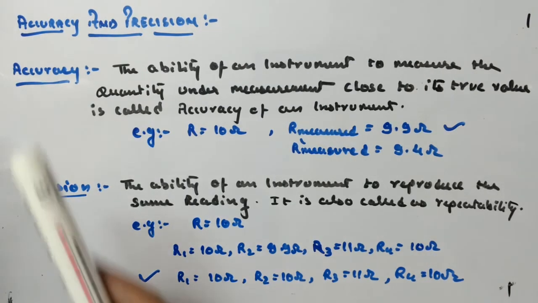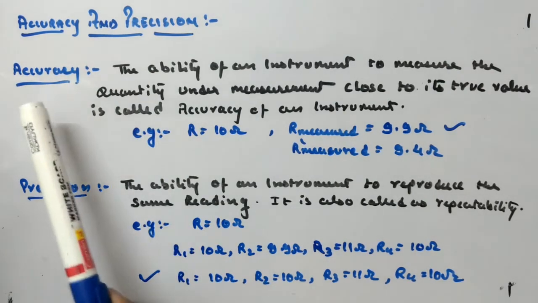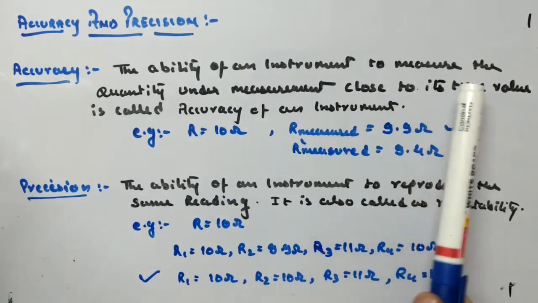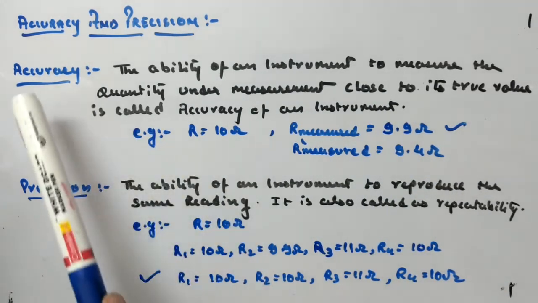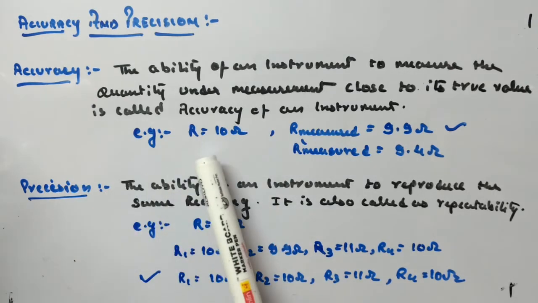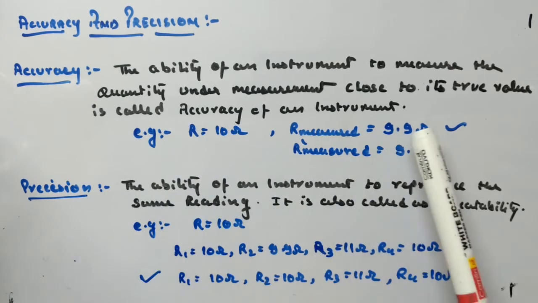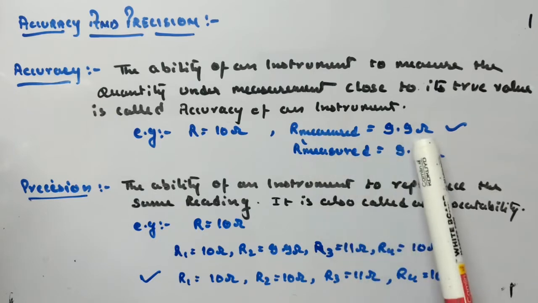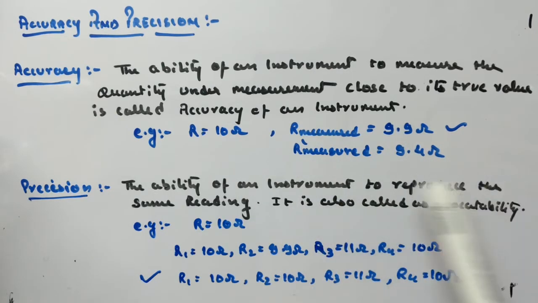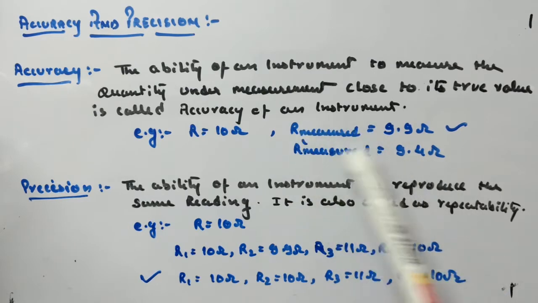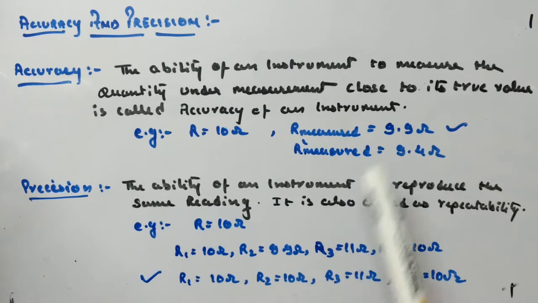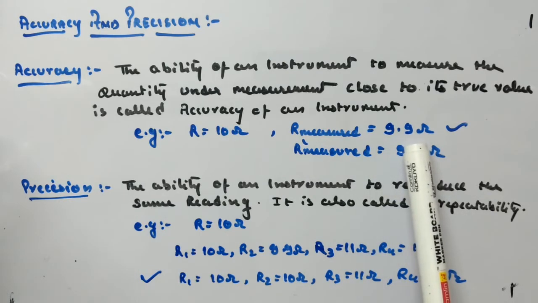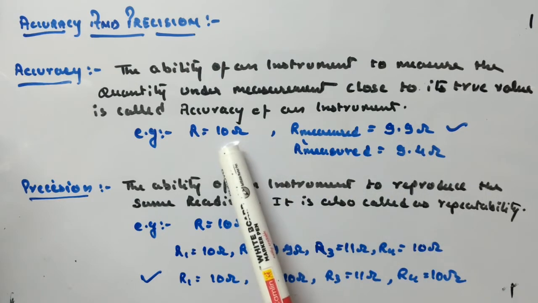Okay, let's see accuracy and precision. Accuracy is the ability of an instrument to measure the quantity under measurement close to its true value. That is called the accuracy of an instrument. For example, if you are measuring a resistance of 10 ohm, let's say the first instrument measured 9.9 ohm and the second instrument measured this resistance as 9.4 ohm. So in this case, instrument 1 has better accuracy than instrument 2 because it is producing a value of resistance very close to the true value.